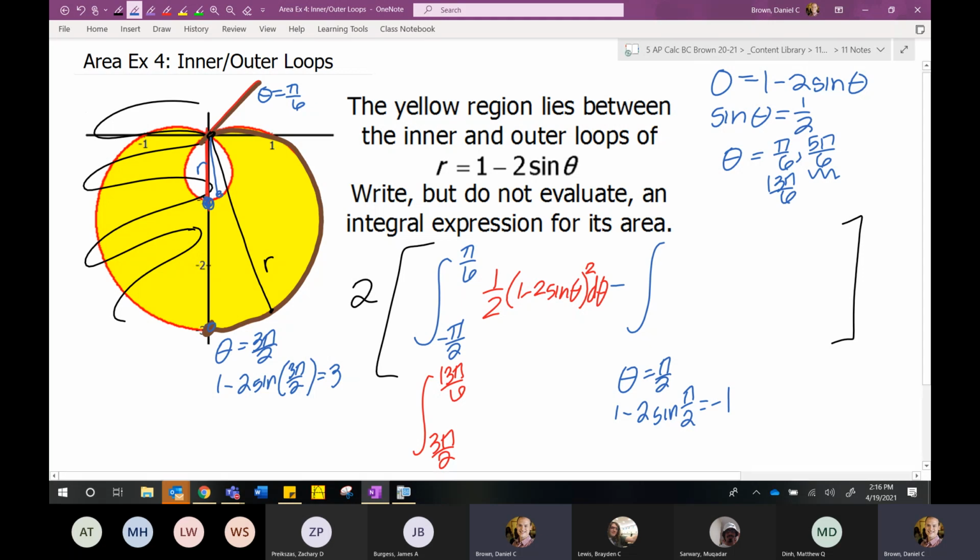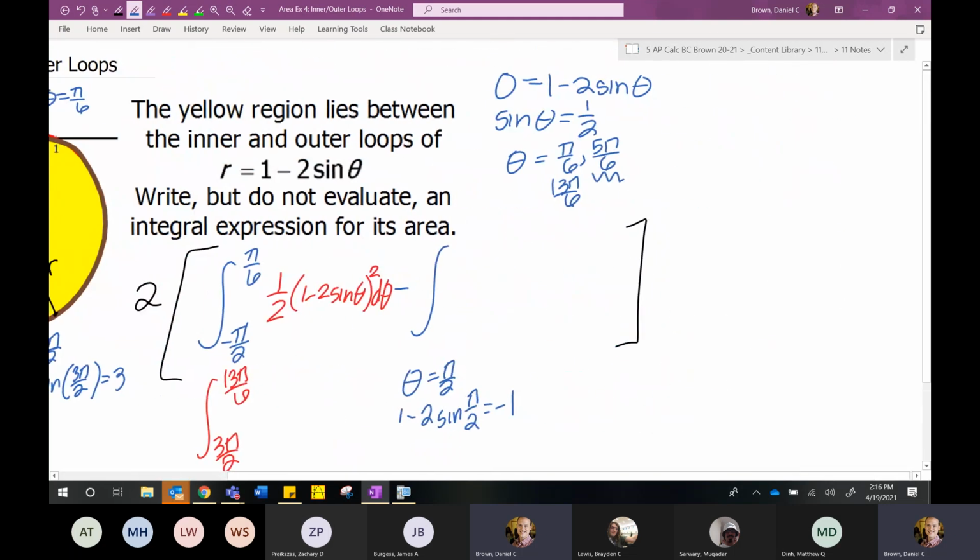If pi over 6 is where the positive r ended at, where do you think the negative r is going to end at? Based off of where it crosses the pole. I'm not asking this question clearly enough. Let me try it again.